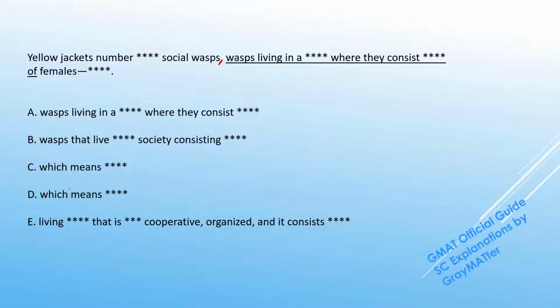Was living, was that live, which means living. So what kind of modifiers are they in the first place? A and B are appositive modifier constructions. And remember that appositives are noun modifiers.